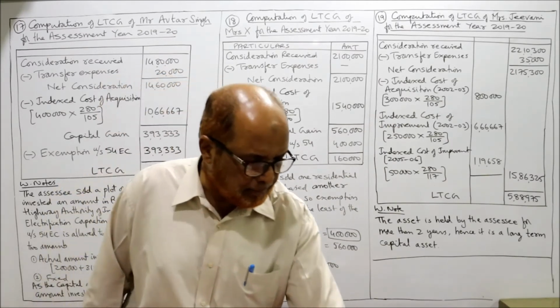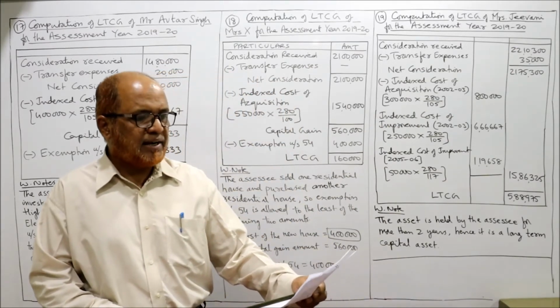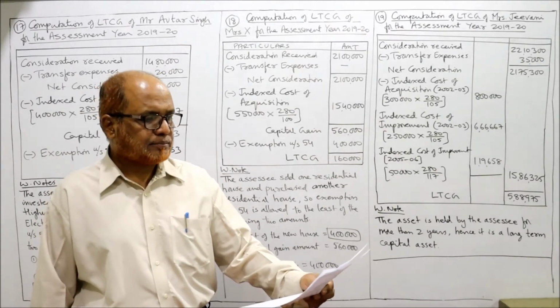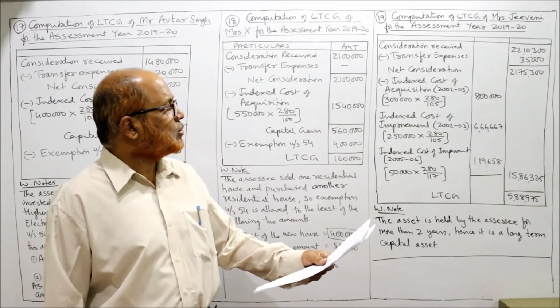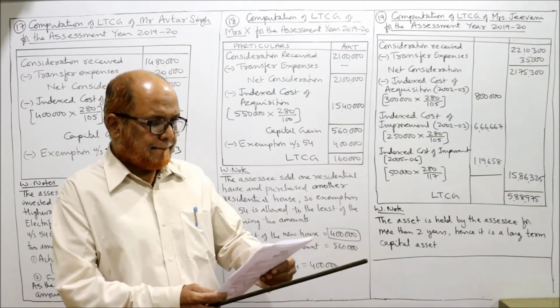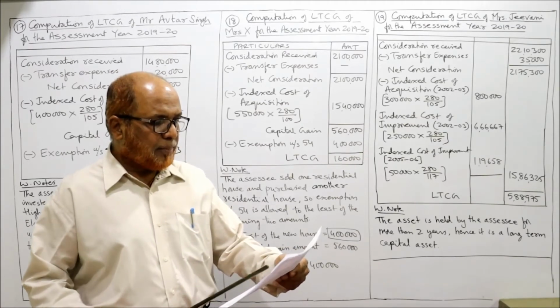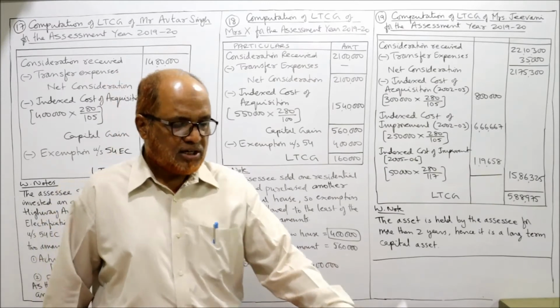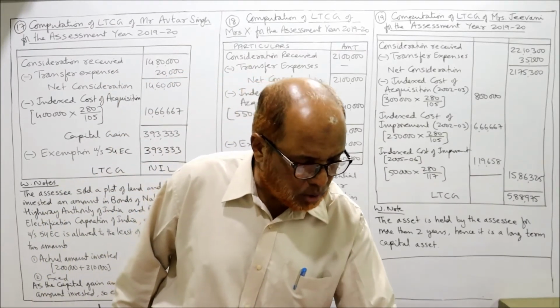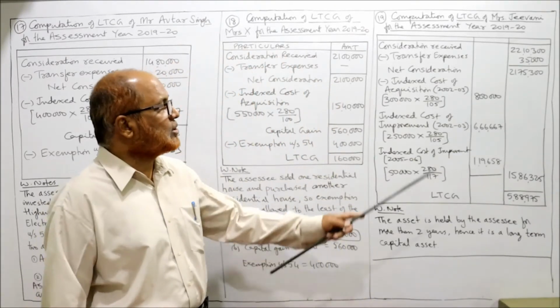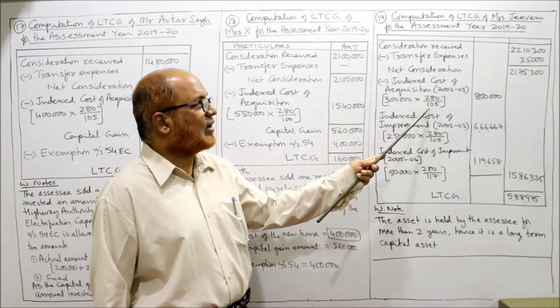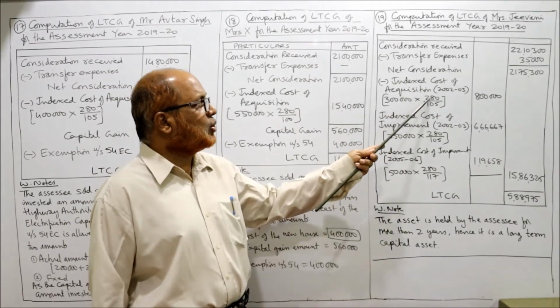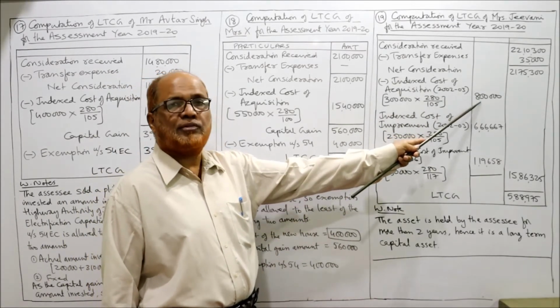So it is given in the problem that Sri Kiran purchased the building in October 2001, but she got the property in 2003, that is 2002-2003. So for 2002-2003, the index is 105. So 3 lakh into 280 by 105, 8 lakh rupees.